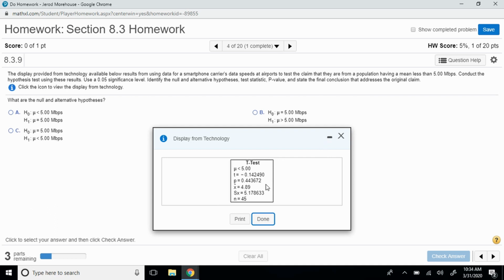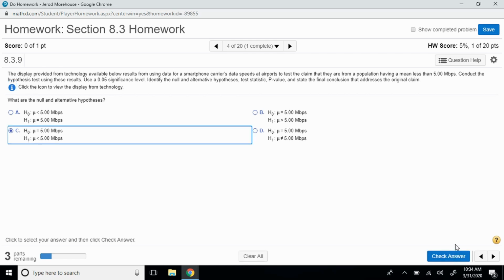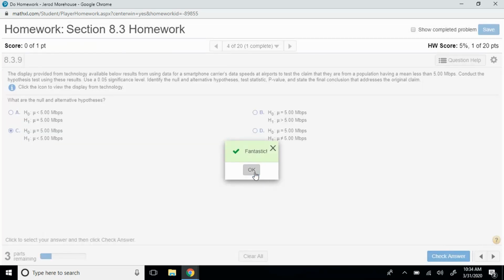So let's close this for a second, our hypotheses. Remember, the null hypothesis is always an equals to, so we can toss A out right away because it's not an equals to. And they told us that we're testing for it to be less than 5. So we're going to select C here because the null is equal to 5 and the alternative is that it's less than 5. So we're always testing to see for that alternative. Let's check our answer. We got it right.